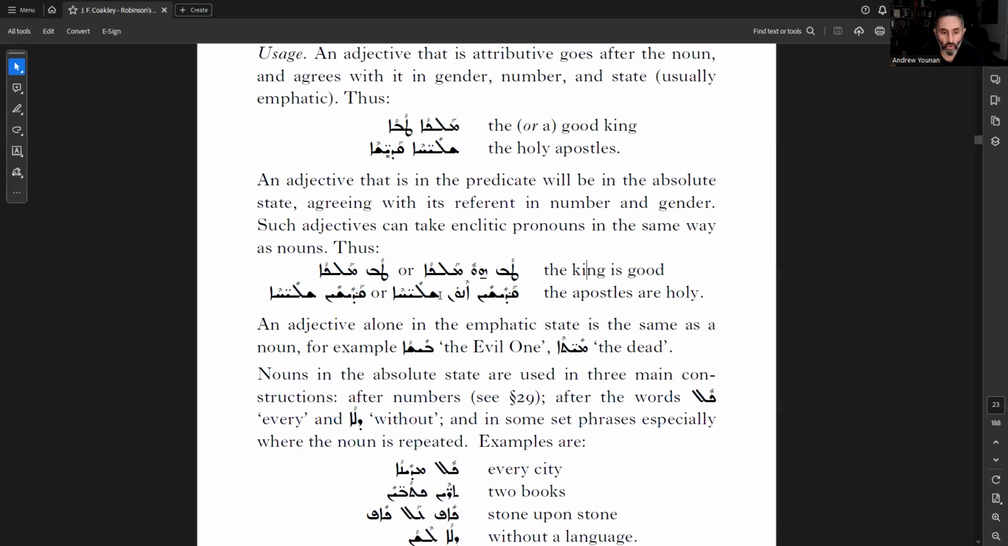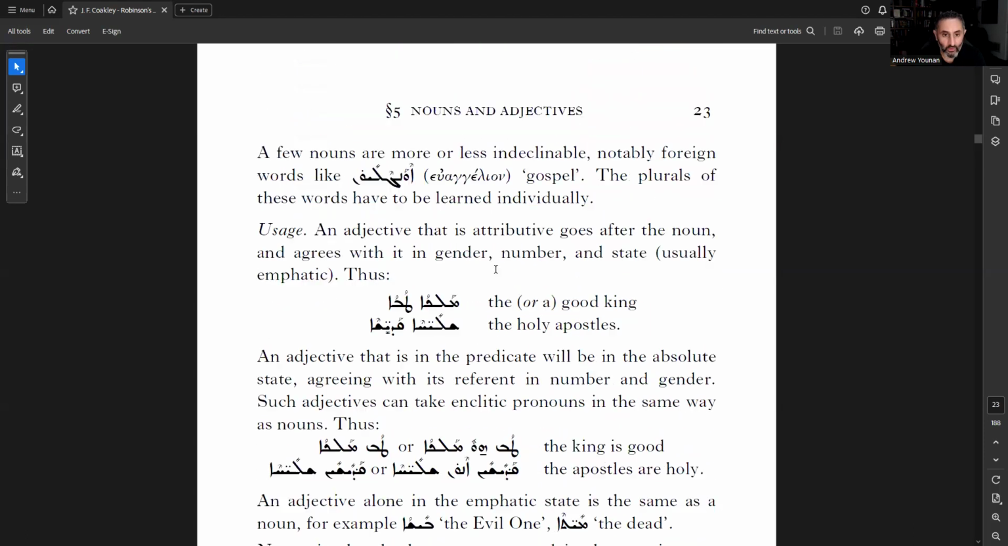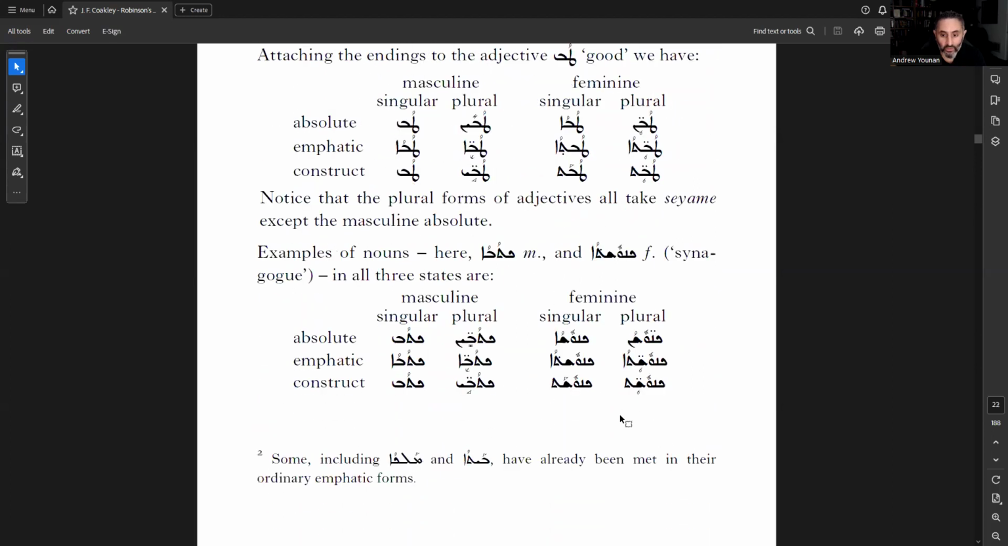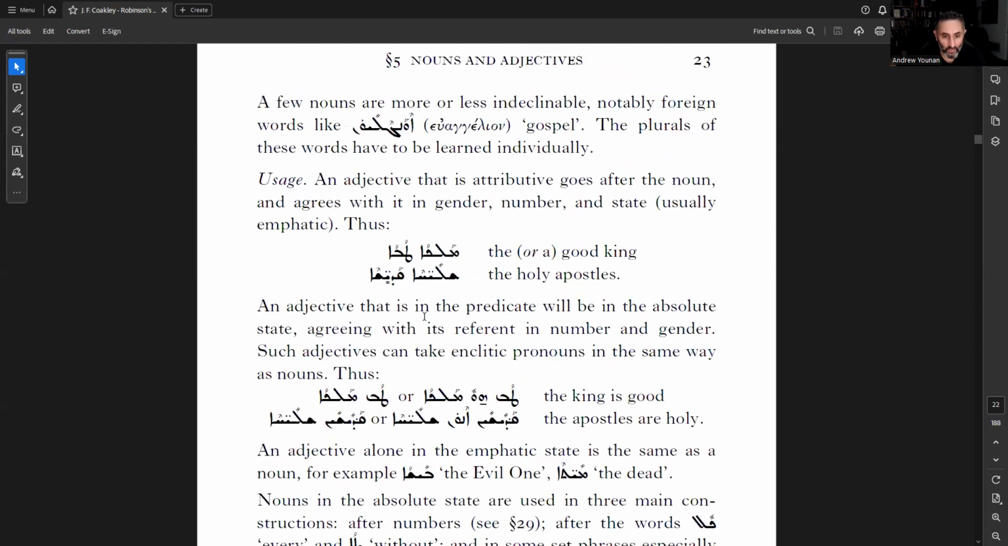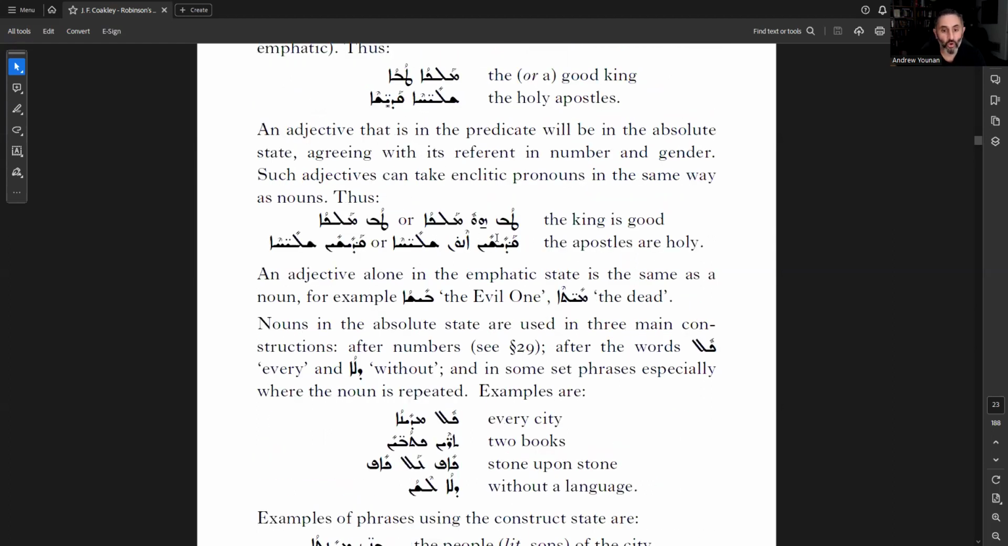Addishin, innon shlihe. So you see, they used the absolute state. Addishin, tawin is the absolute state. Addishin innon, holy are the apostles. The apostles are holy. Or addishin shlihe means the same thing.